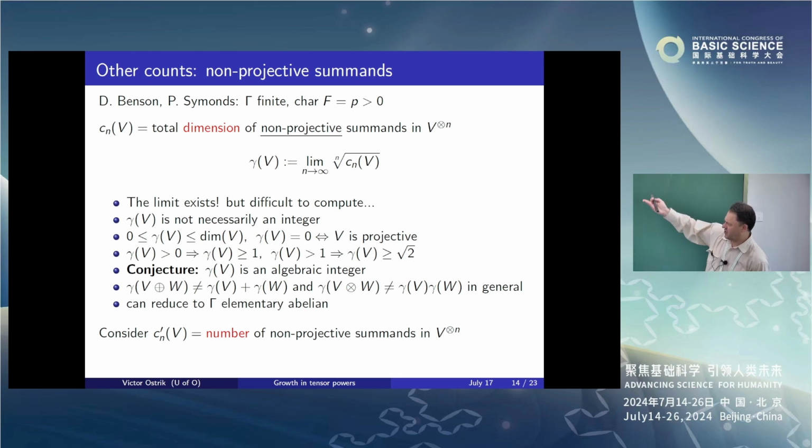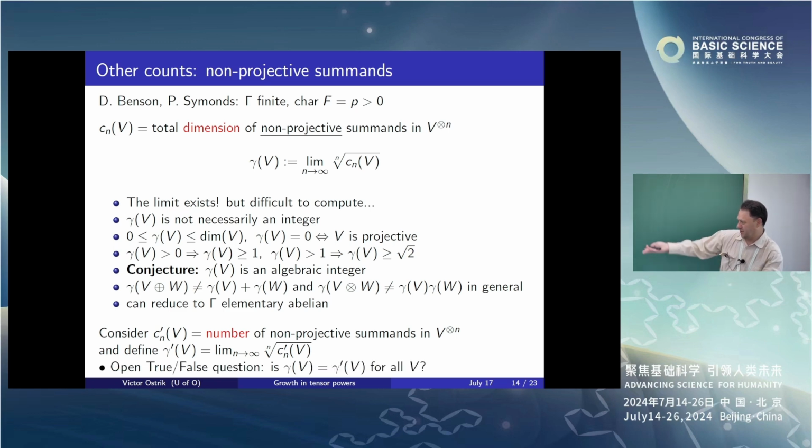Okay, just to remind you, in this setup the sequence Cn counts total dimension, and before we counted the total number of summands. You can consider a similar sequence where you really count non-projective summands and define limits similarly to above. And I think in this case it's not even known that this limit exists. So here is an open true-false question: maybe these two numbers are just the same. I think it's very likely to be the case, but it's really difficult to prove or disprove. So that's the situation here.